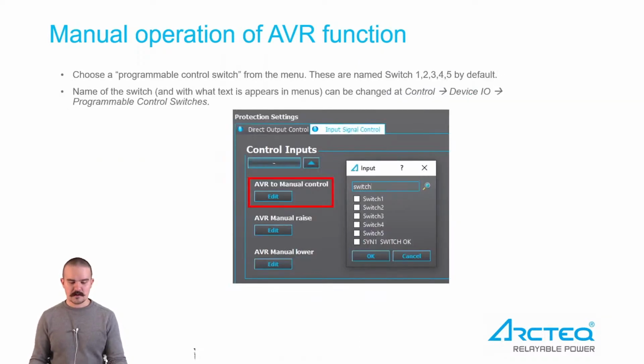So we click on Edit on the AVR to manual control, and then we can use this search function to search for a switch. We have 5 switches here, and choose one of those. And if you want to change the name of that, you can do that at Control, Device I/O, and Programmable Control Switches.